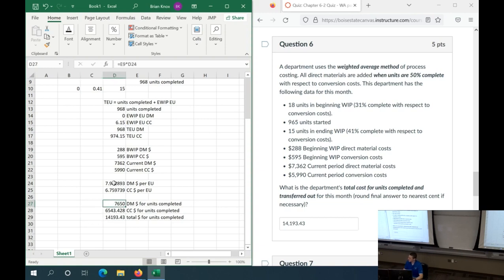Right here or the rate? This one? Okay. So that's units completed times the rate.